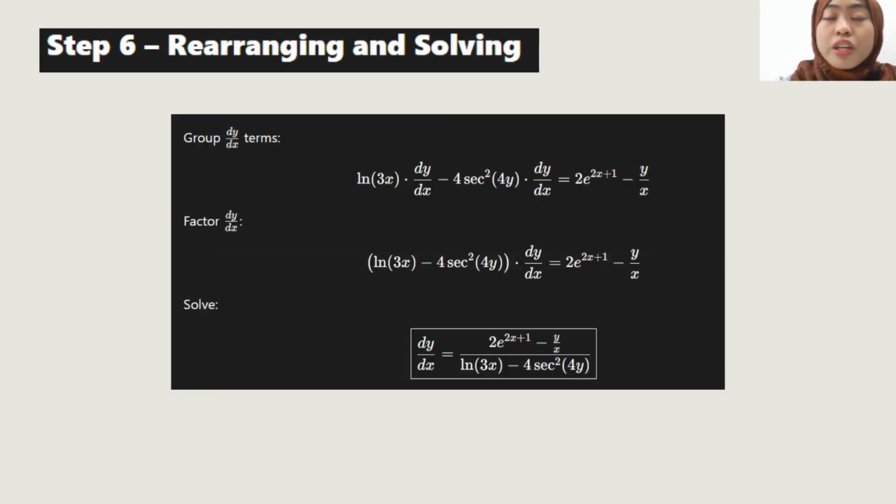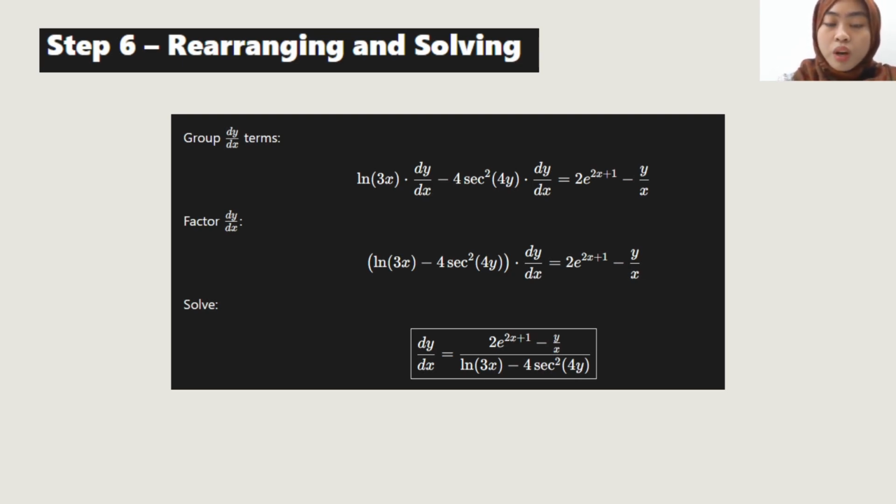Step number 6. Rearranging and solving. Now, we group the terms that contain dy over dx on one side of the equation and the rest on the other side. We move y over x and the exponential term to the right hand side. So, we are left with log 3x times dy over dx minus 4 secant squared of 4y times dy over dx equals 2e to the power of 2x plus 1 minus y over x.